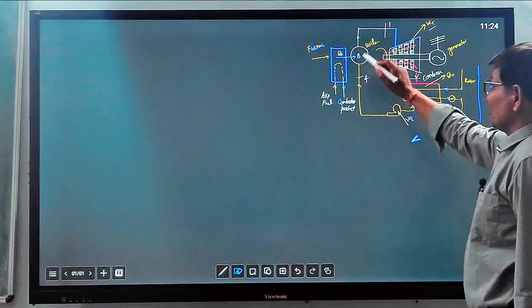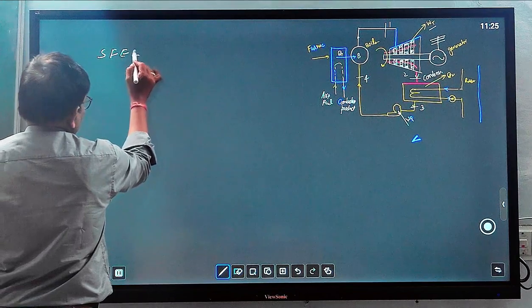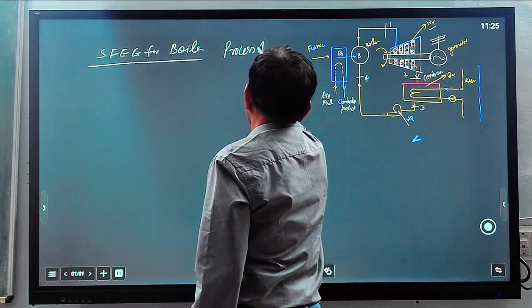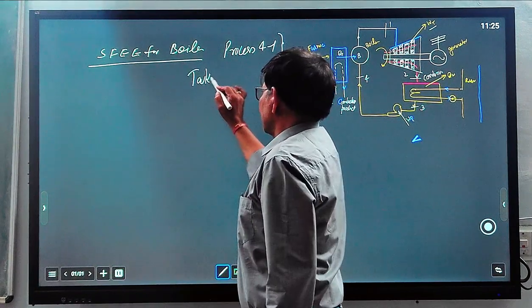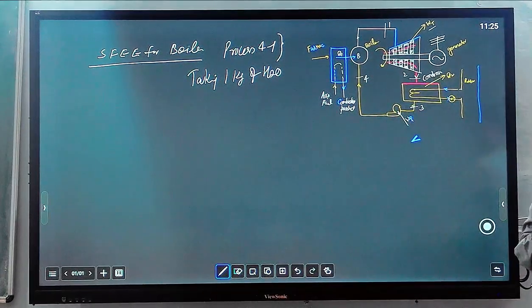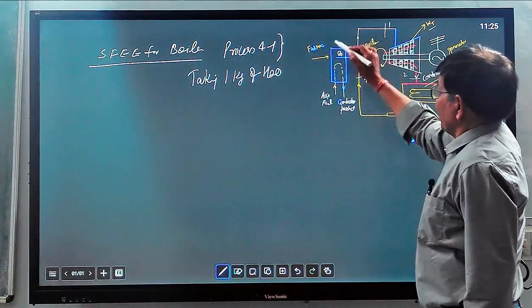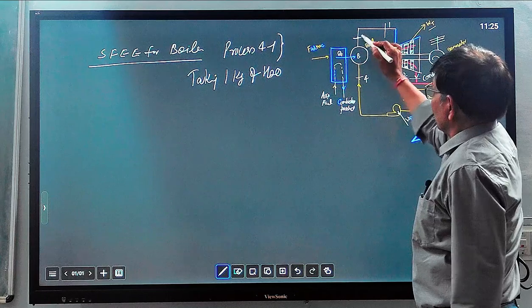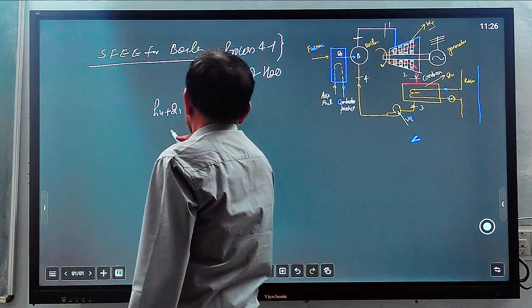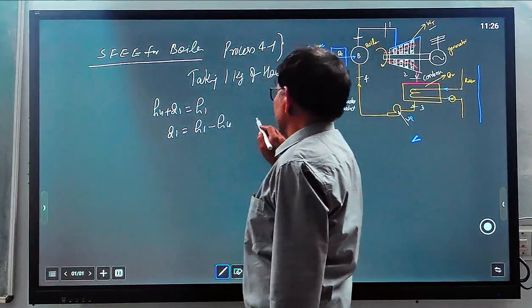Starting from here, 4 to 1: H4 plus Q1, steady flow energy equation for the boiler, process 4 to 1. Taking 1 kg of H2O, meaning unit mass of working fluid. Applying the steady flow energy equation for 4 to 1: H4 plus Q1 equals H1. So Q1 equals H1 minus H4.